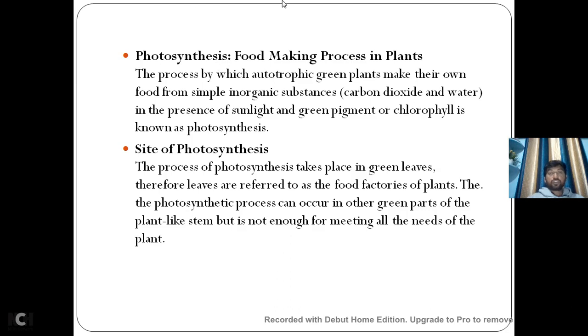Here in photosynthesis, the specialized organ involved is nothing but the leaf. The leaf is also called the food factory of plants. That is, the food will be prepared in the leaf, right?